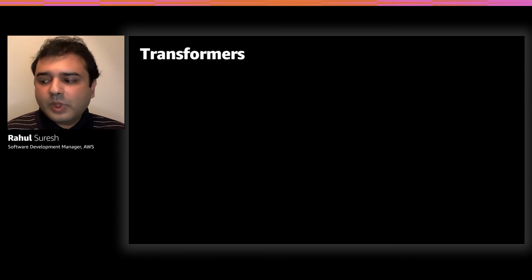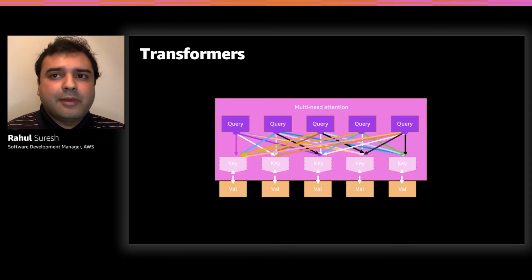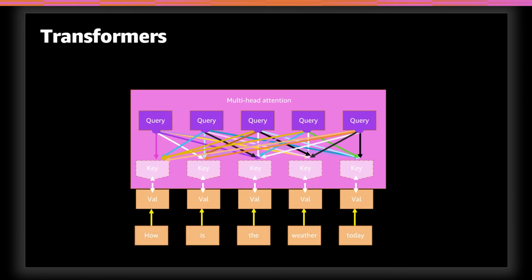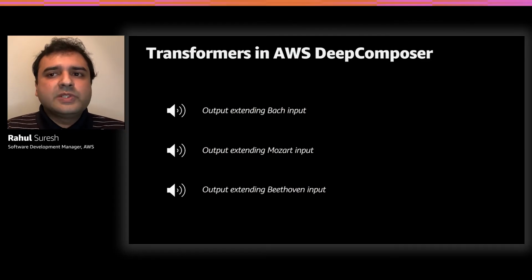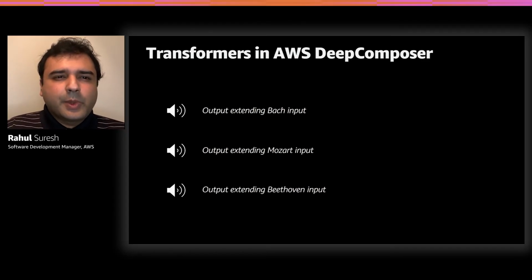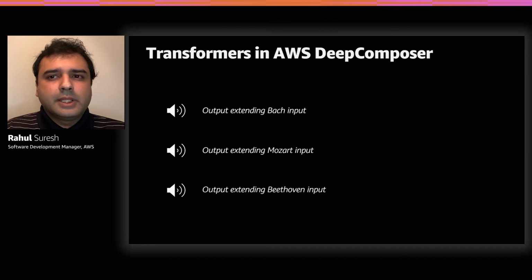Now, notice from this example that I feed in my entire input sequence at once into the network, and it's able to generate the entire output sequence at once. And this is because of the inherent parallel nature of transformers. Transformer is used in AWS DeepComposer to extend a user-provided melody. They can generate long sequences without losing coherence, as we're going to see in the sample right now.